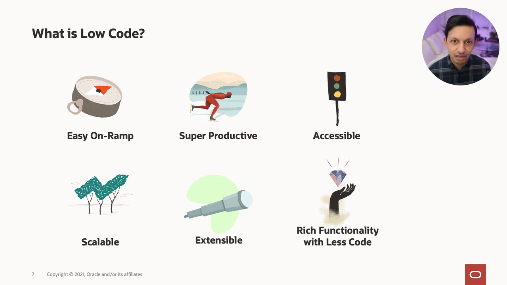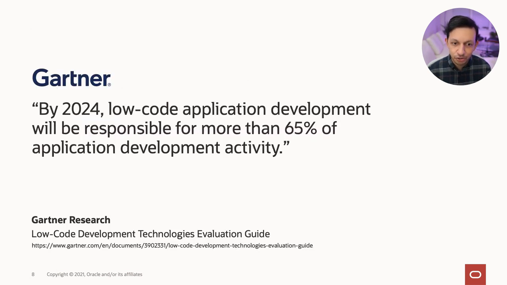Finally, it's all about delivering rich functionality with less code, right? You want to do this with minimal effort and minimal code. Gartner says that by 2024, which is just a few short years away, low-code application development will be responsible for more than 65% of application development activity. This is a vast majority of applications being developed will be built using low-code technologies.